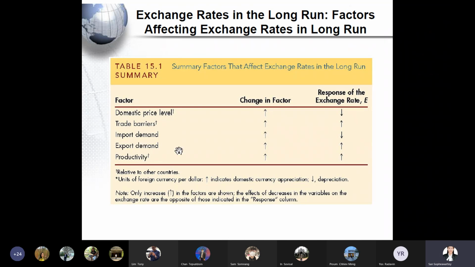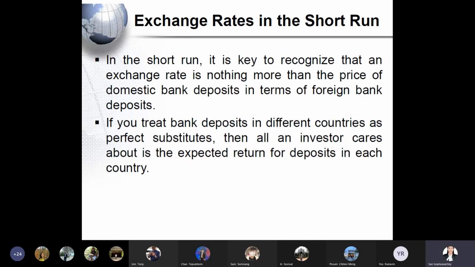So actually in this case, the change and the response have several phenomena going around here. I think if we have time, we will look at that more deeply: why export demand increases and the exchange rate appreciates in this case. So now we're looking at the long run.